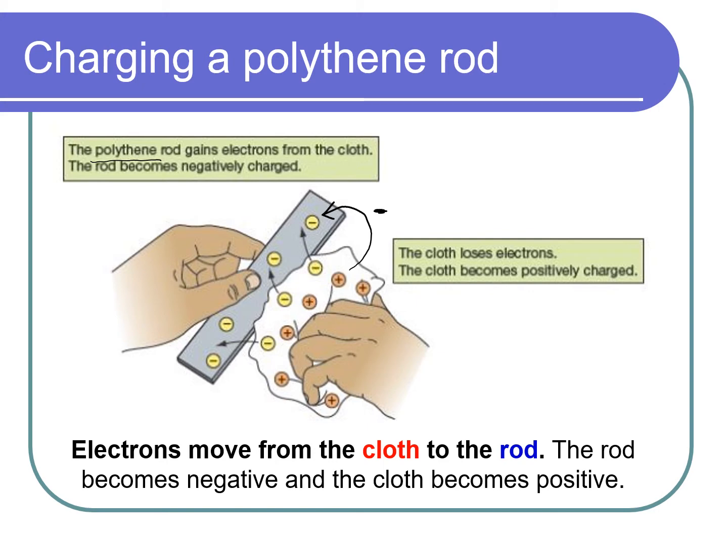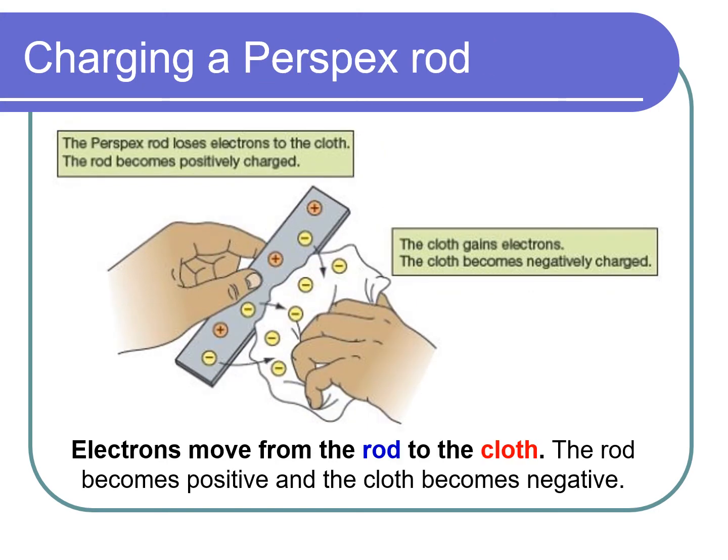Now compare that to a perspex rod. It's a different type of plastic. This time we're rubbing the perspex rod, but the electrons move the other way. Electrons go from the rod onto the cloth. So the rod becomes positive and the cloth becomes negative.